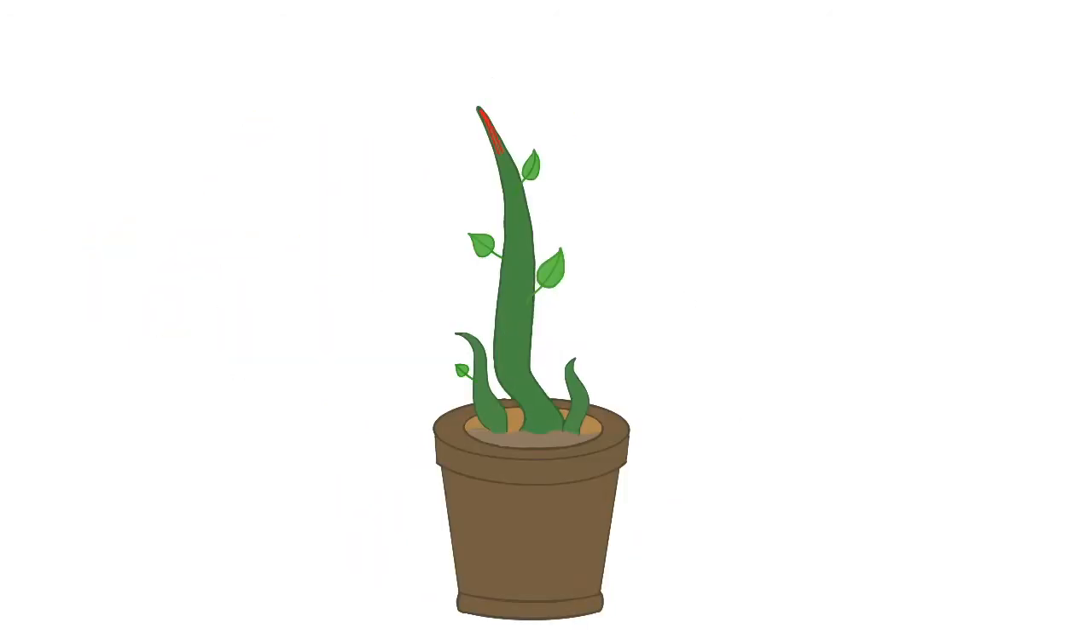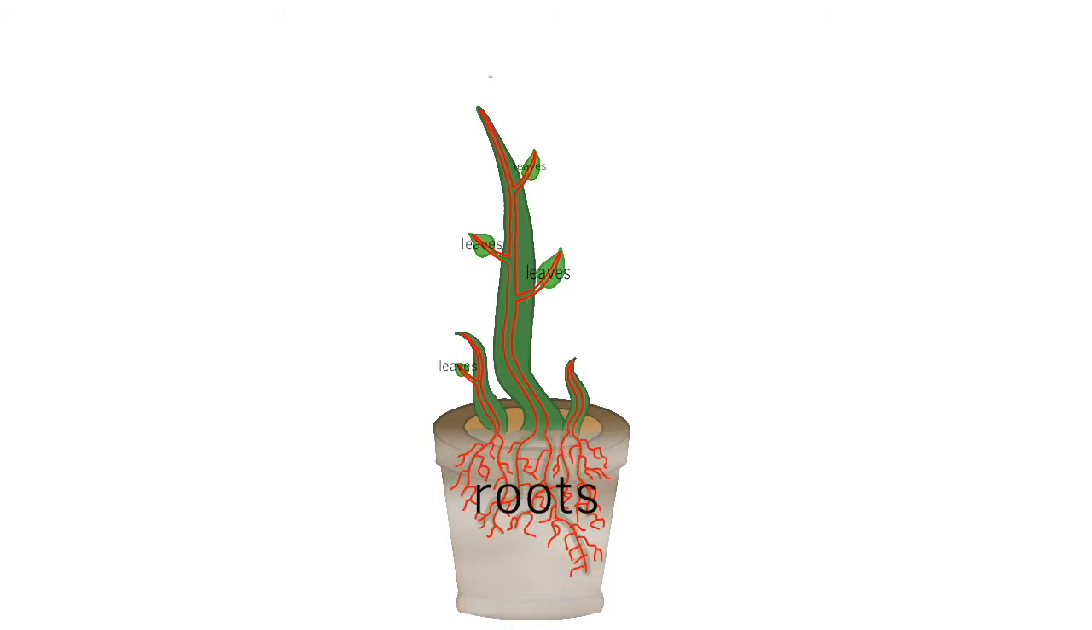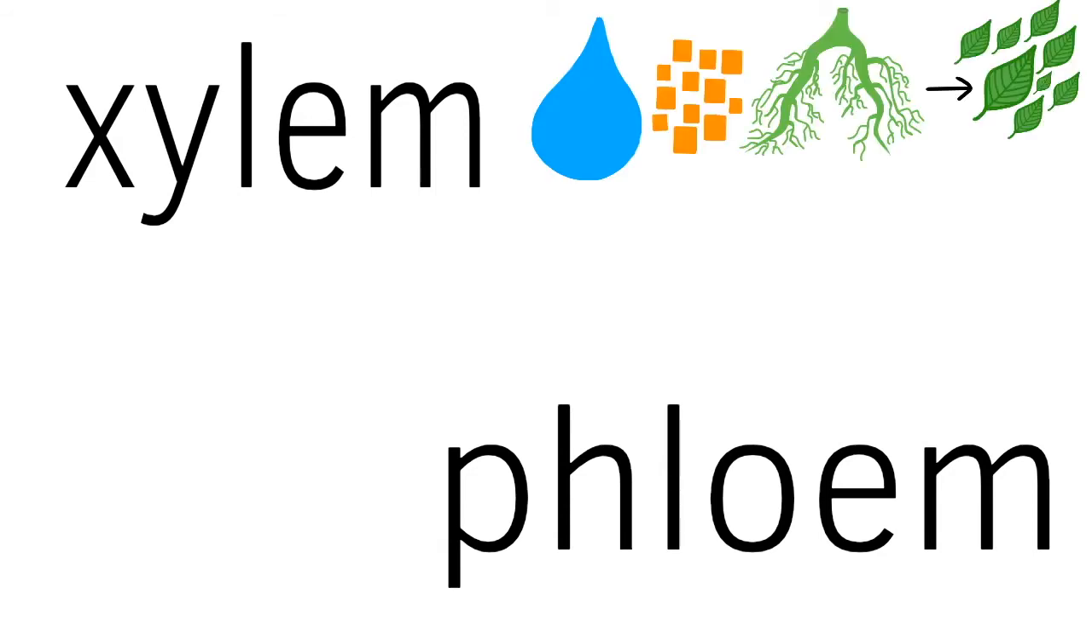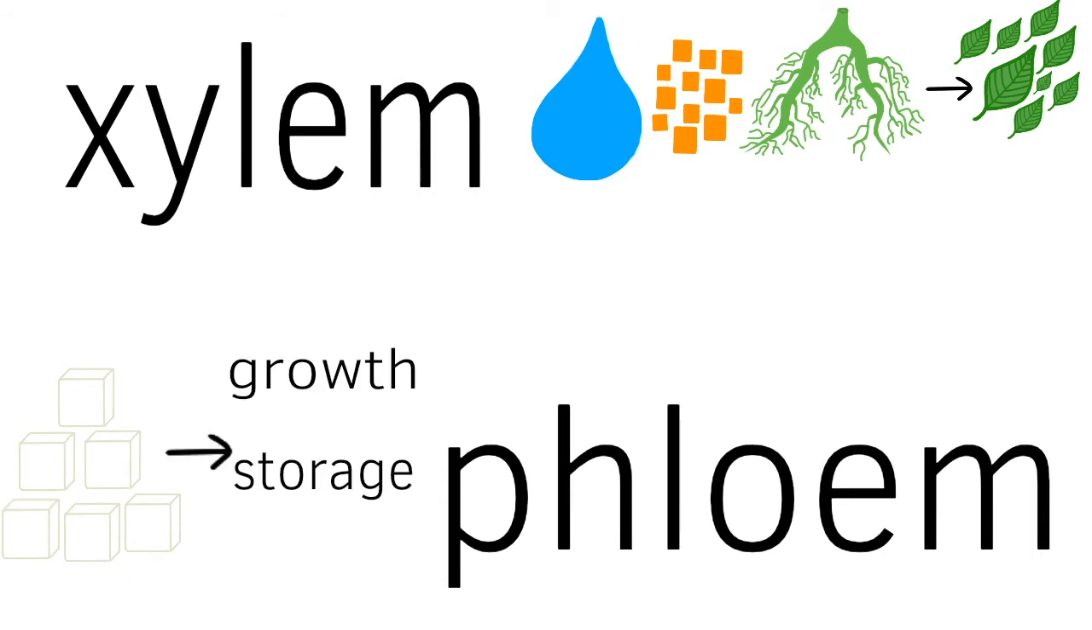Vascular tissue is an internal system of tubes that run lengthwise, connecting the roots and the leaves. The function of the vascular tissue is to transport water and dissolved substances throughout the plant. There are two types of vascular tissue, xylem and phloem. Xylem transports water and minerals from the roots to the leaves, while phloem transports nutrients such as sugars to areas where they are needed for growth, storage, and metabolism.